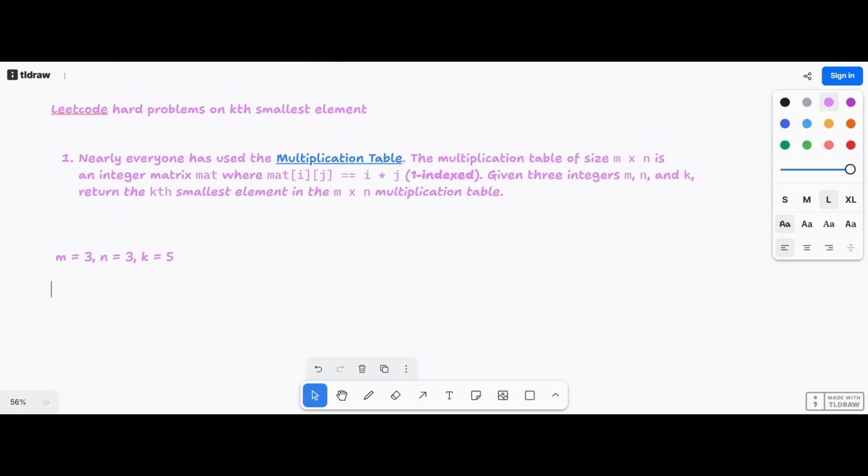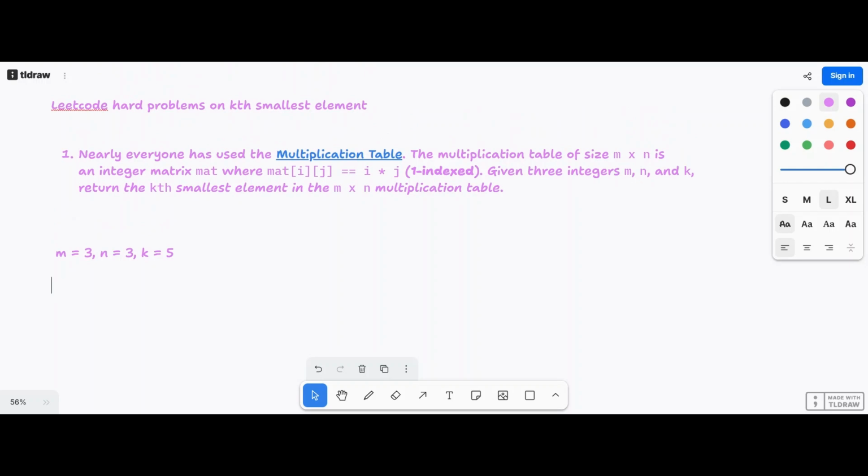Hello everyone. So today we are going to solve some LeetCode hard level problems for kth smallest element, which we have learned in the previous video. So if you have not watched that video, I would strongly suggest you go and watch it first, on kth smallest element. What is that topic? How do the questions come and all those kinds of queries you have on kth smallest element? You just go and watch that video.